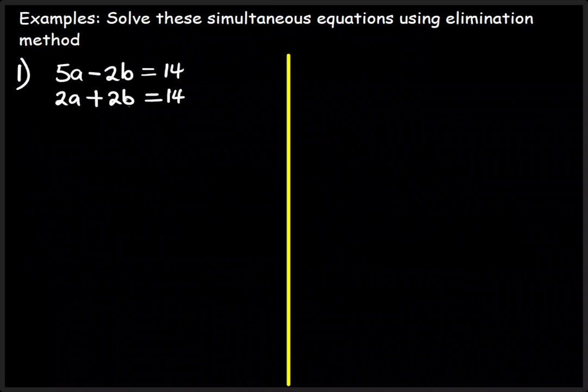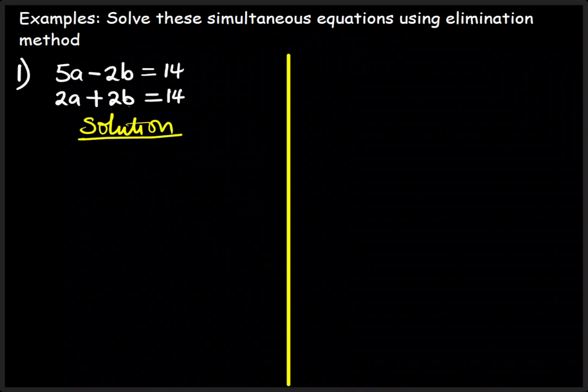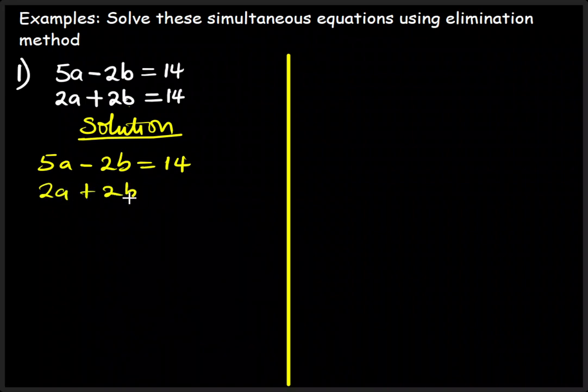Okay, number one, solve these simultaneous equations using elimination method. All right, so solution. So let's see, we have 5a minus 2b equal to 14, and then we have 2a plus 2b equal to 14.